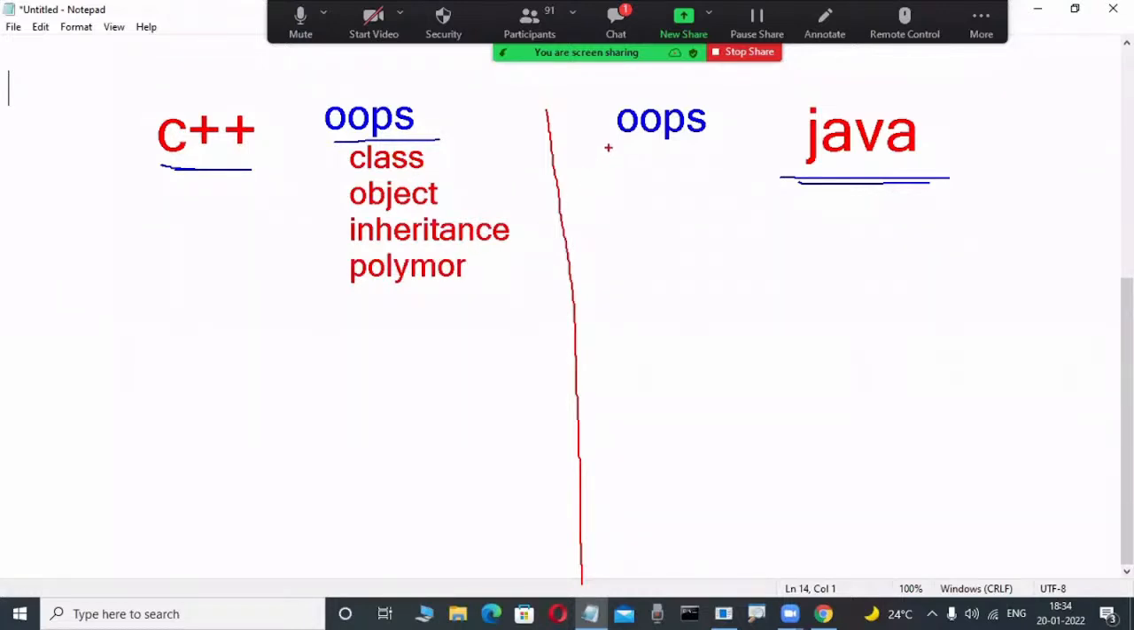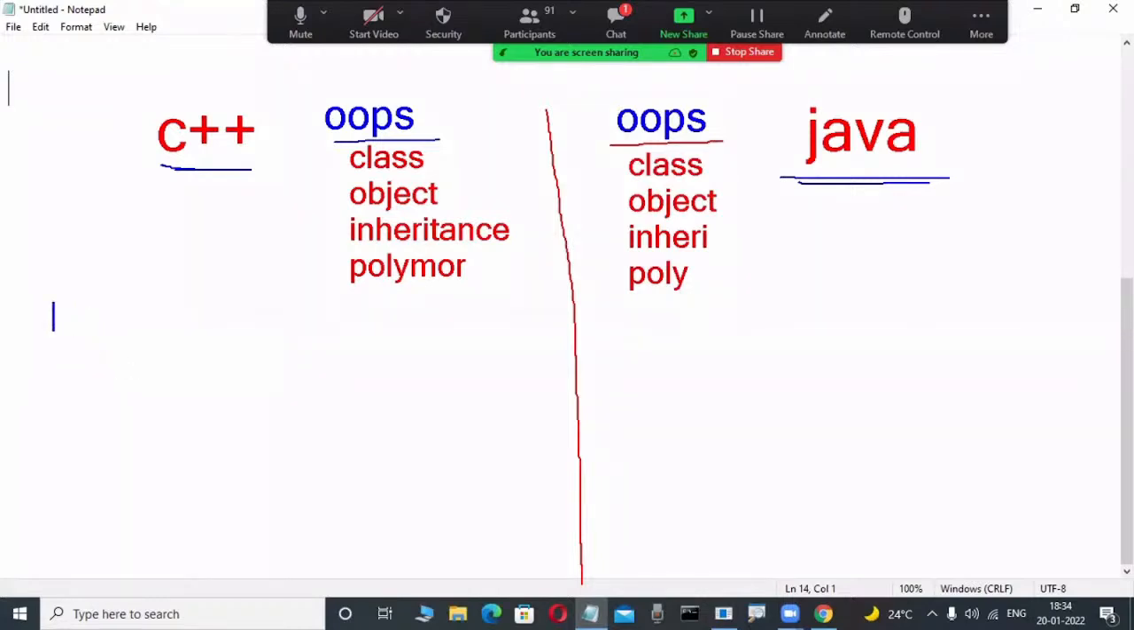Observe here. Same in Java also: OOPS concepts, what is a class, what is an object, what is inheritance, what is polymorphism. There are so many concepts. That's why conceptually class, object, inheritance, polymorphism are the same in C++ and Java. Like this, encapsulation, binding and so on. But observe here, anybody guess it.